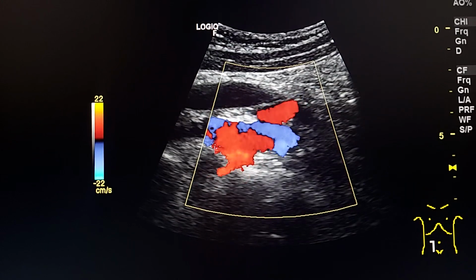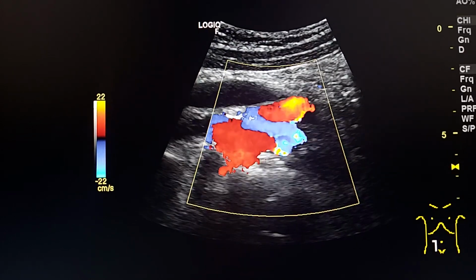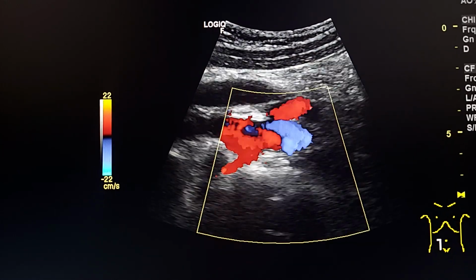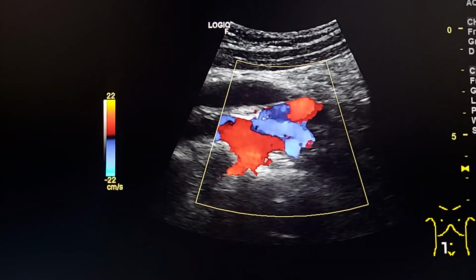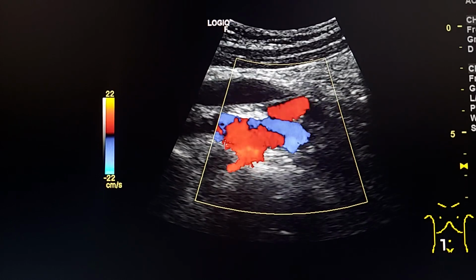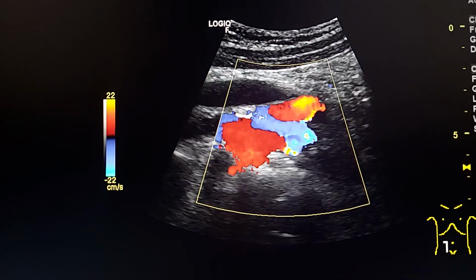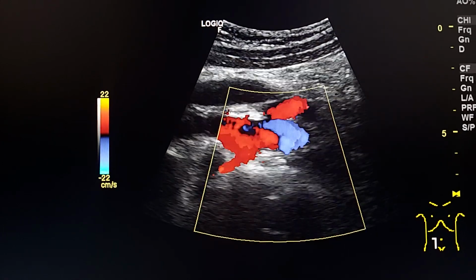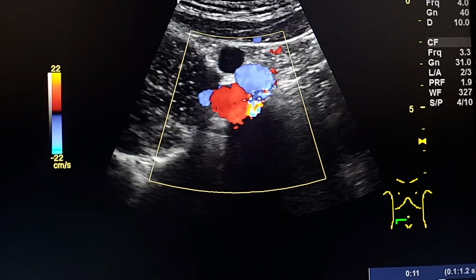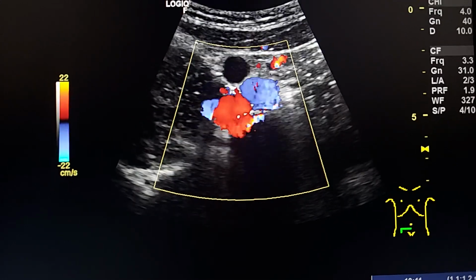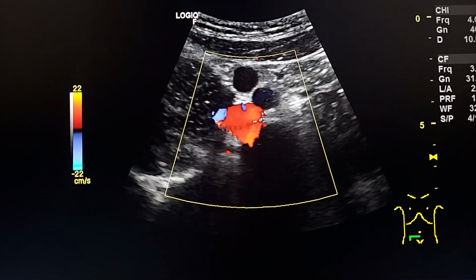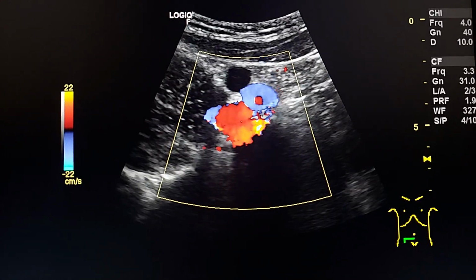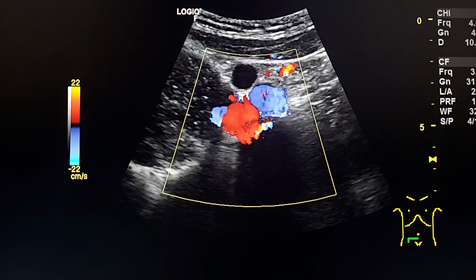We can confirm the vessels and identify them by color Doppler. We see the pulsation of the artery and the continuous flow of the vein, which is in blue. And here by transverse section, in this point we see the artery and vein and the dilated ureter anterior to them.